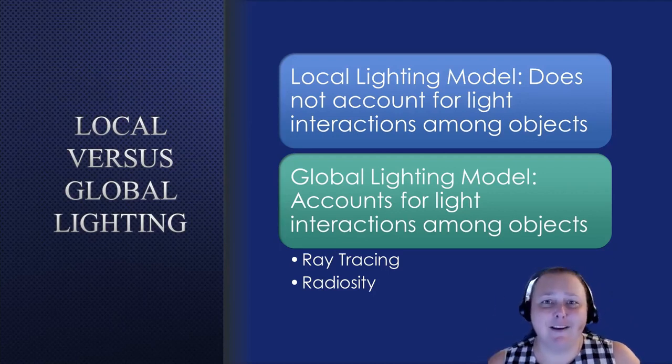Local lighting is usually sufficient when you're dealing with a single object or objects that may not have any interactions between them. Global is more for when you're in an environment where you want things to interact, cause shade, and cause light within each other.